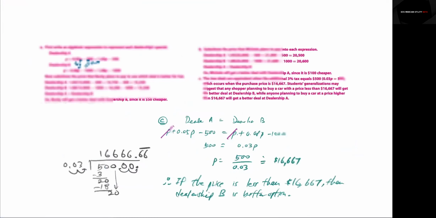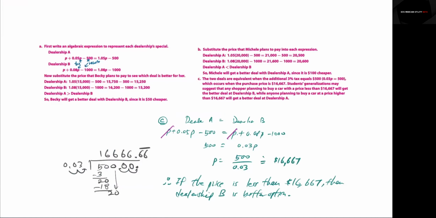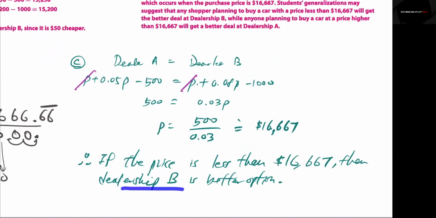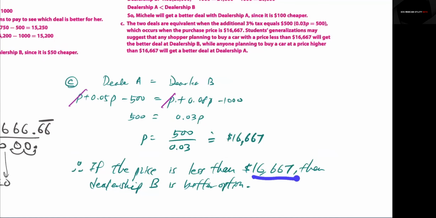Clearly, we found that with 15,000, if the car is $15,000, B is cheaper. So what that tells you is that dealership B is the better option if the car that you buy is $16,667 or cheaper. Well, actually, if it's less than that.